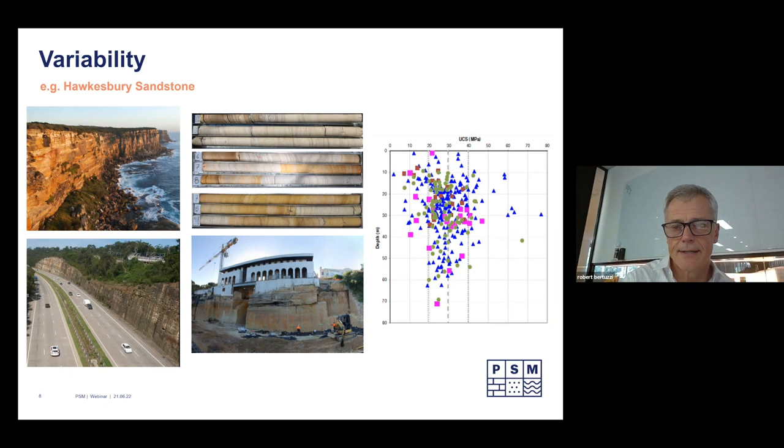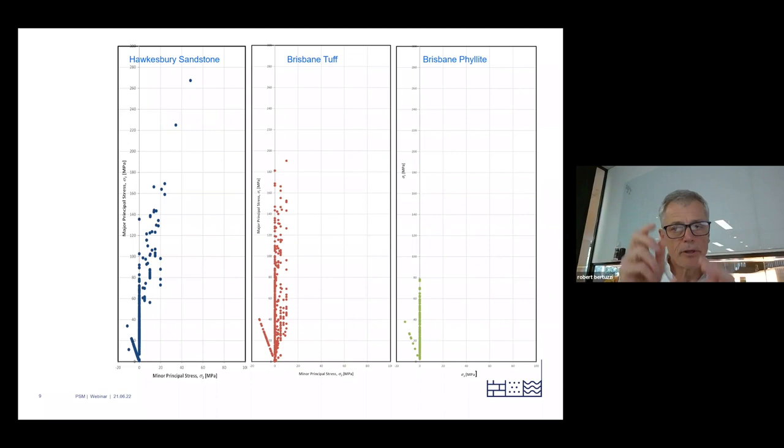In addition to the variability of each test, sometimes we actually don't get the full picture. So here are three graphs that show data from the Hawkesbury sandstone and two rock types from Brisbane, the tuff and the phyllite. We have lots of data. There are hundreds of tests depicted by those little dots. But most of the data is in low confinement. This is confinement on the x-axis, and most of it hangs around the origin.